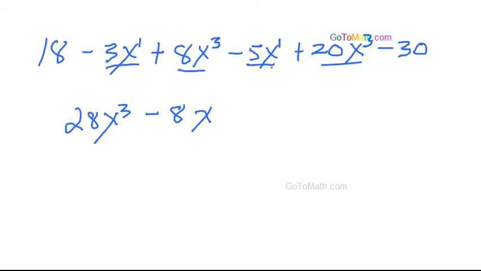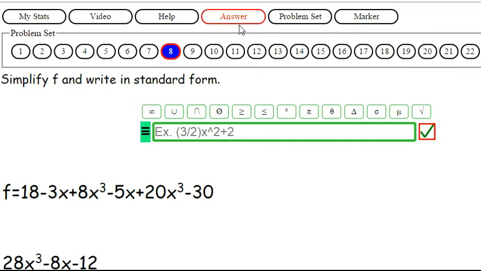We'll underline that saying we've done that. And our last ones are our constants, 18 minus 30. And that's going to be negative 22, negative 12. 18 minus 30, what in the heck am I thinking? Okay, so that's it: 28x cubed minus 8x minus 12.